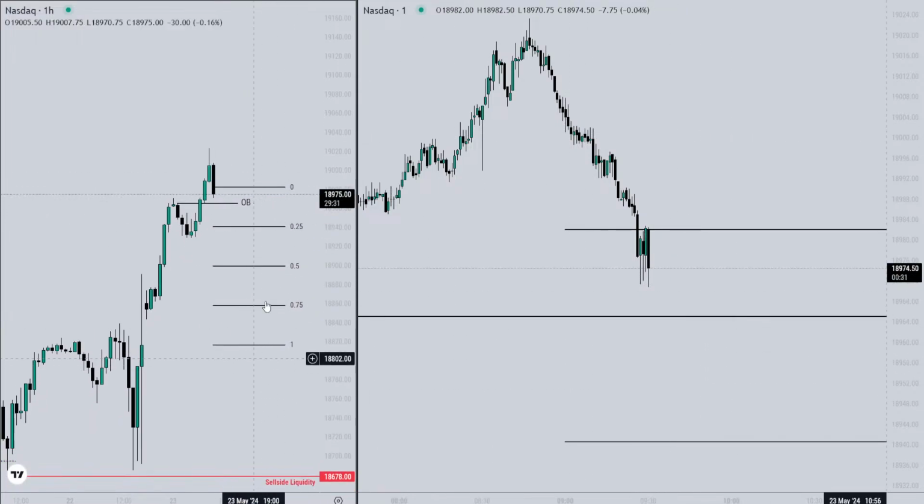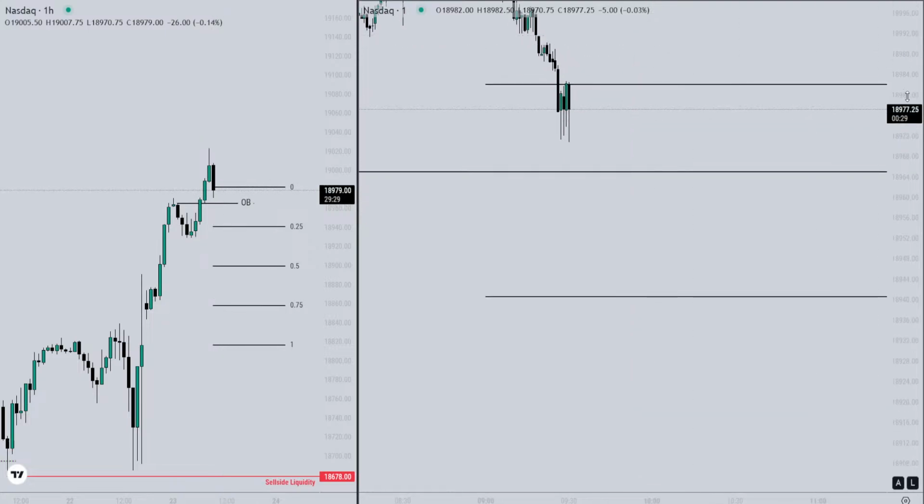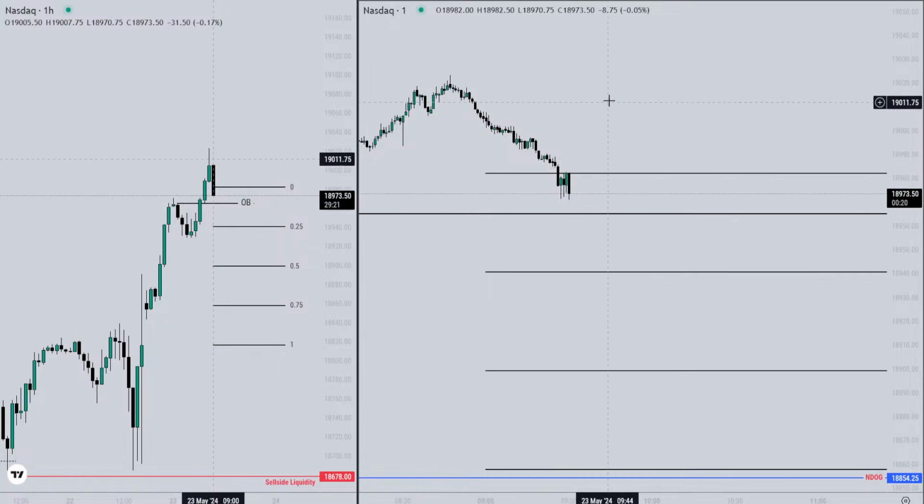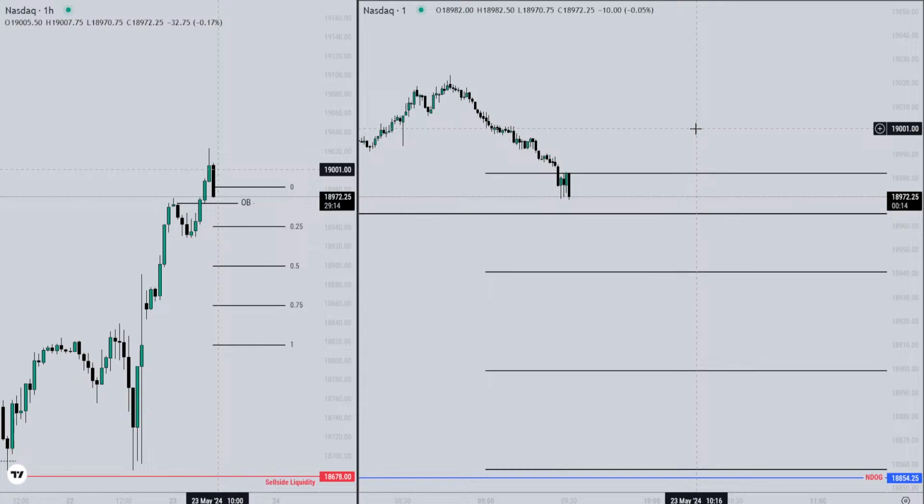So here is my opening gap, a huge opening gap. Let's see how it can fit around the area. We have a bearish 15-minute fair value gap.